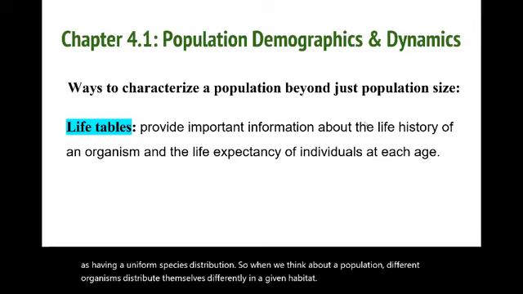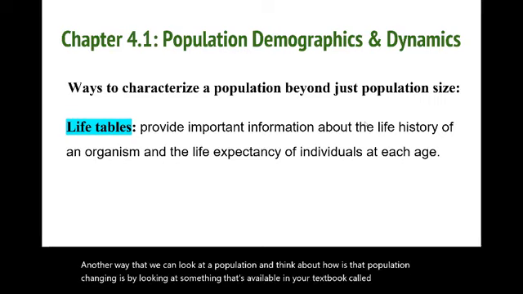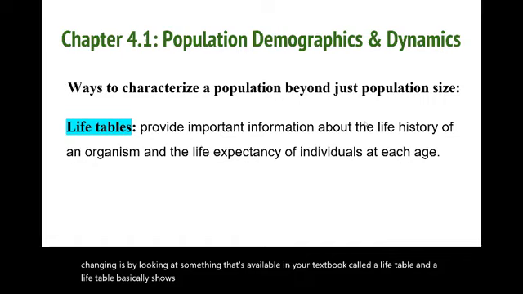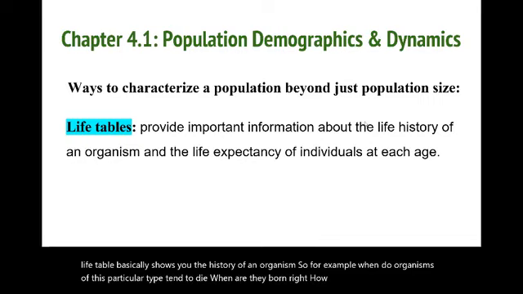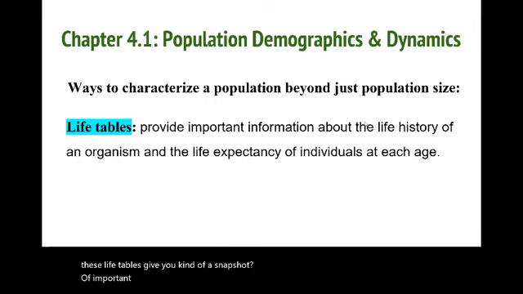Another way that we can look at a population and think about how that population is changing is by looking at something that's available in your textbook called a life table. And a life table basically shows you the history of an organism. So, for example, when do organisms of this particular type tend to die? When are they born, right? How many of them are there? So these life tables give you kind of a snapshot of important population data about a particular species.